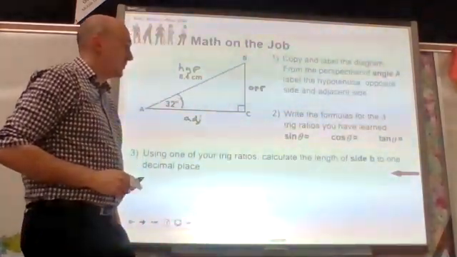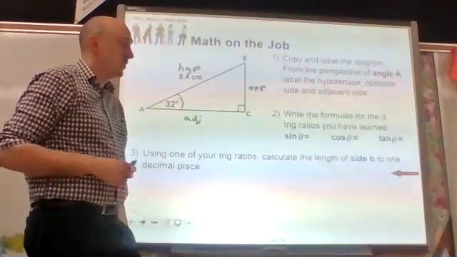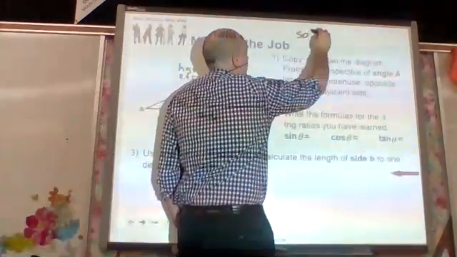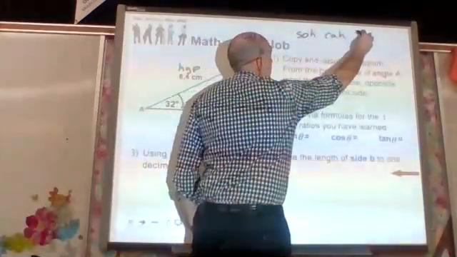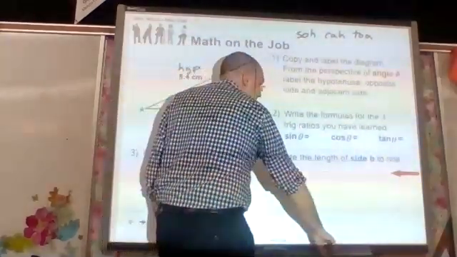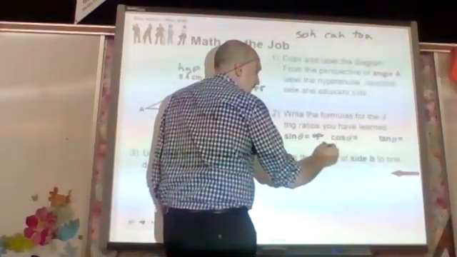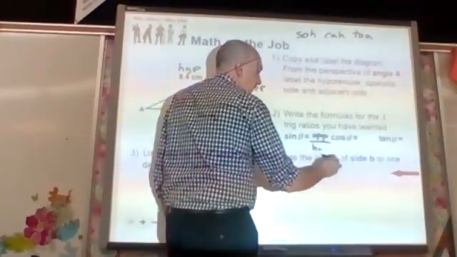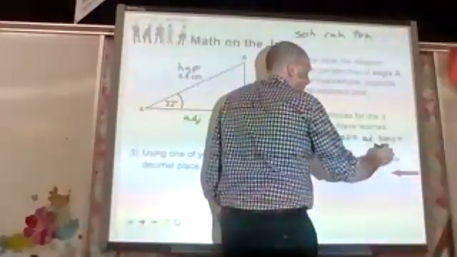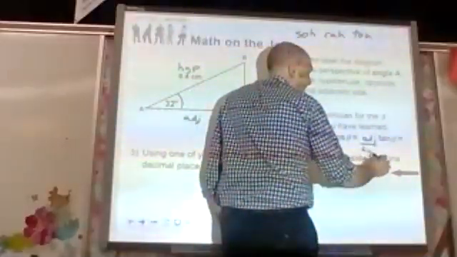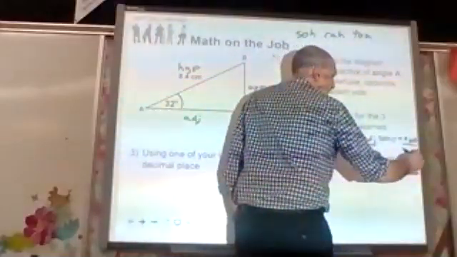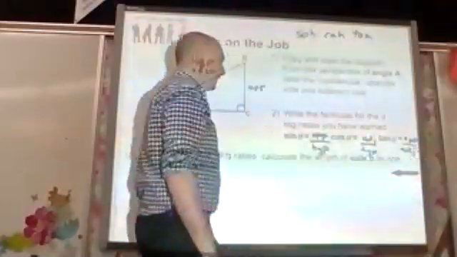Write the formulas for the three trig ratios you've learned. So, SOH CAH TOA. You've learned it, right? Sine equals opposite over hypotenuse. That's what the OH stands for. Cosine equals adjacent over hypotenuse. That's what the AH stands for. And tangent is opposite over adjacent, OA.